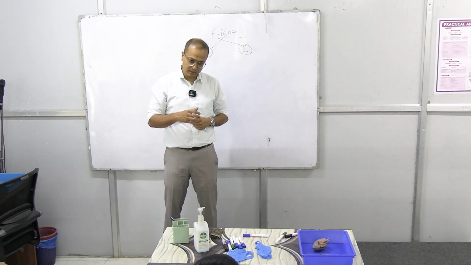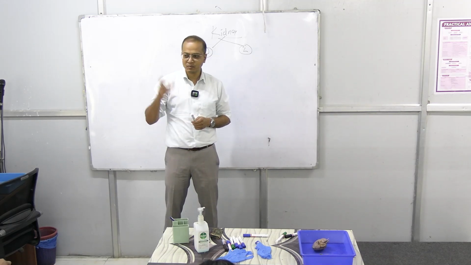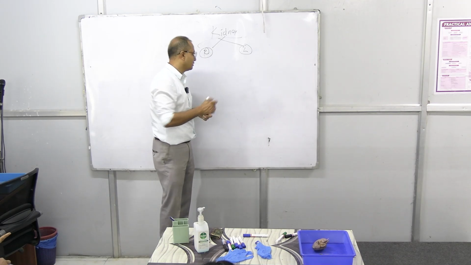All right. So what's the normal location of this kidney? T12 vertebra to L3 lumbar vertebra. Looks like some space missile you are talking about, right?